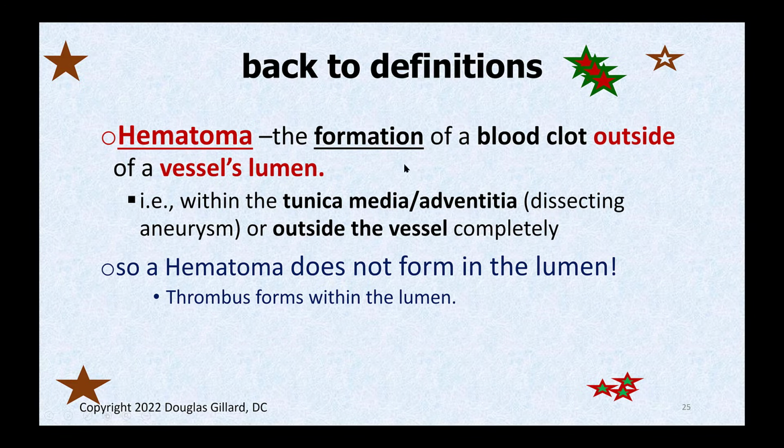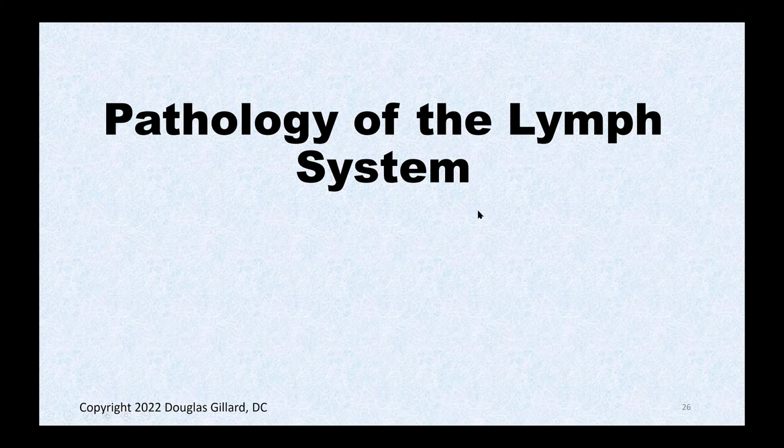Back to some definitions. A hematoma is a formation of a blood clot outside of the lumen or in the tunica media. You shouldn't call that a thrombus; you don't get a thrombus outside of the blood vessel or even in the middle of the wall of the blood vessel. All right, so that's enough about that.